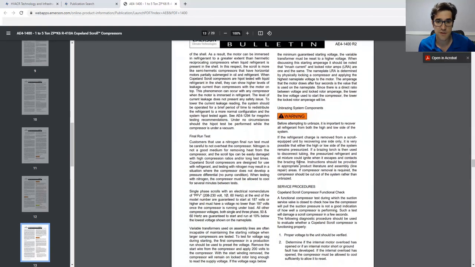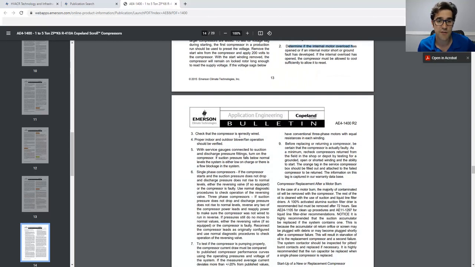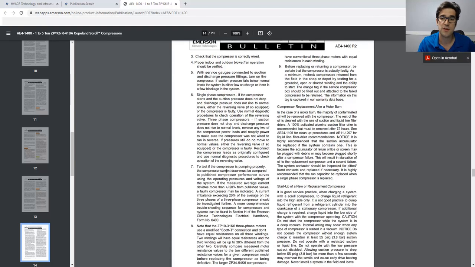Let me get down here a little further. These are run tests. Great service procedures, step by step, checking that compressor. So before you condemn a compressor, you should be walking through this step by step. Proper voltage to the unit. Determine if the internal overload has been opened or tripped. Check that the compressor is wired correctly. Proper indoor, outdoor blower fans. Are they running properly? With the service gauges connected to the suction discharge fitting, turn on the compressor. If the suction pressure falls below normal levels, you can see maybe you're low on charge. And then it goes on. There's lots of great ones.